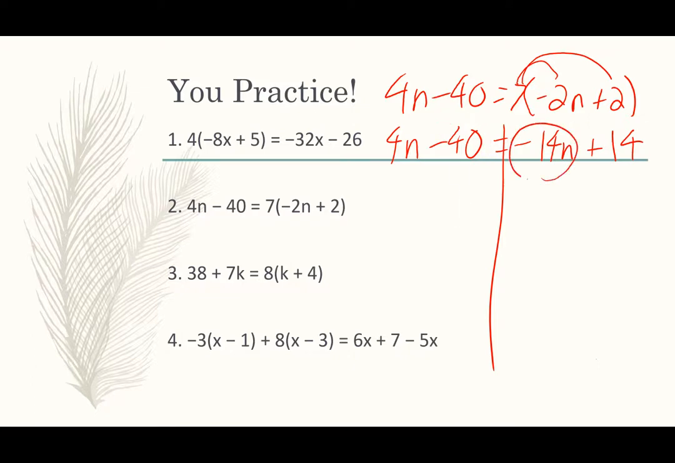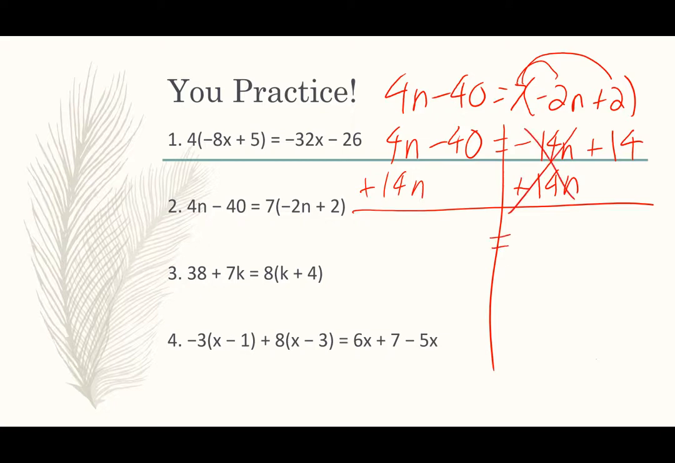So since this is a negative 14n, I'm just going to choose that one because I know to get rid of it, I would make it positive. So I can add 14n to both sides. Now what that's going to do is, again, on the right side, it's going to cancel out the 14n. So the only thing on the right side will just be the regular 14.